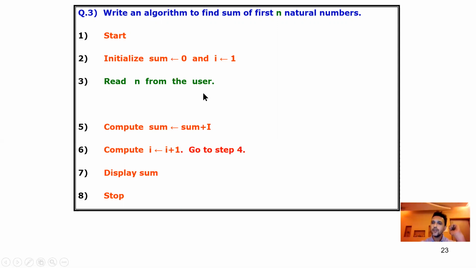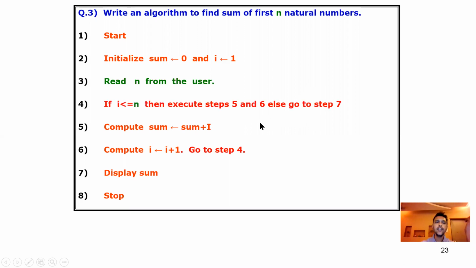And after the user gives you the value of n, I have another question for you. Now we'll write a loop thing: if i less than equal to whatever. Can you tell me what we will write now? If i less than equal to n. Very good. So we'll write if i less than equal to n, execute steps 5 and 6, else go to step 7. And believe it or not, our answer is over.